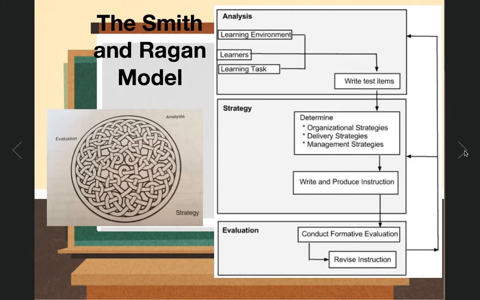This is a diagram that illustrates the Smith Ragan Model of Instructional Design, which is comprised of 3 major phases: analysis, strategy, and evaluation. And within each phase, there are multiple steps that guide the designers during the development of the instruction. While the diagram appears very linear, Smith and Ragan believe that the instructional design process can be better illustrated by the ball of worms figure that depicts the interrelatedness of the activities of the design process. So let's take a look at each phase in their design model.